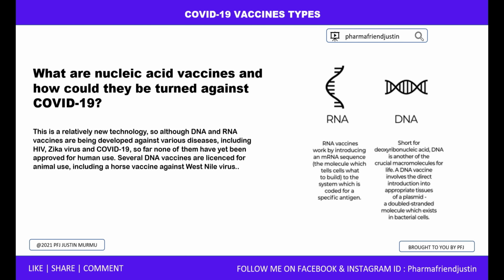This is a relatively new technology, so although DNA and RNA vaccines are being developed against various diseases including HIV, Zika virus and COVID-19, so far none of them have yet been approved for human use. Several DNA vaccines are licensed for animal use, including a horse vaccine against the West Nile virus.